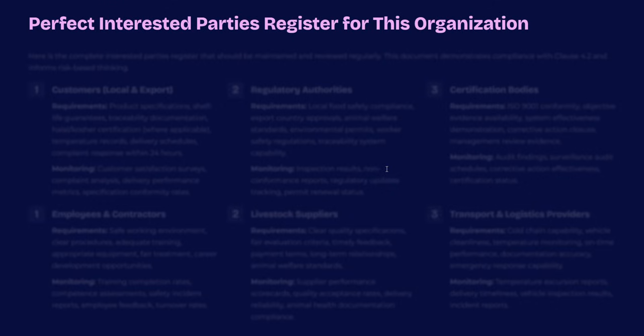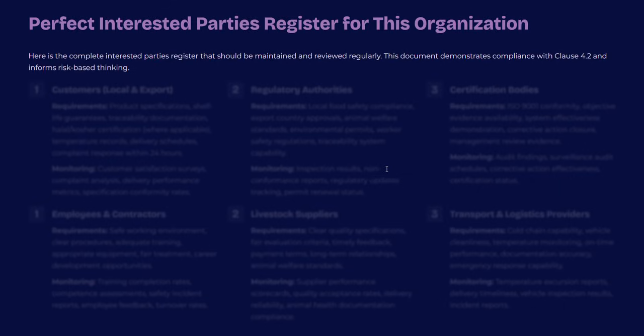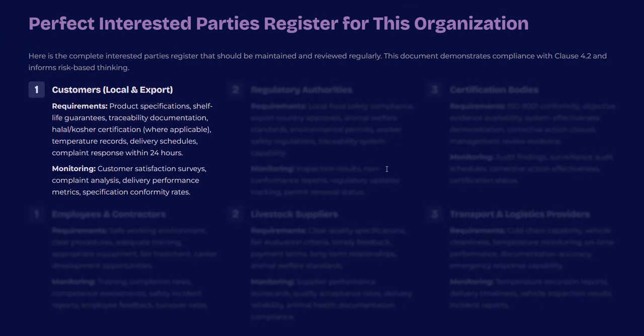Now, we have here a perfect interested parties register for this organization, and you can replicate that for your organization. This is a complete interested parties register that should be maintained and reviewed regularly. This document demonstrates compliance with ISO 4.2 and informs risk-based thinking. First, customer, local, and export.